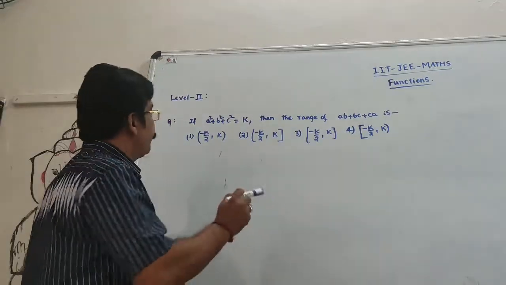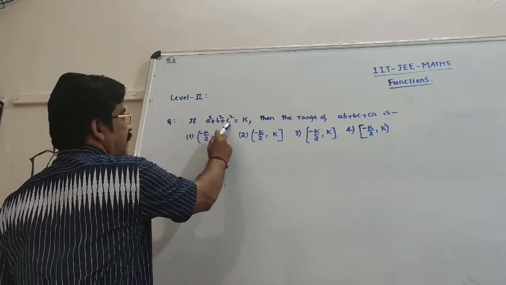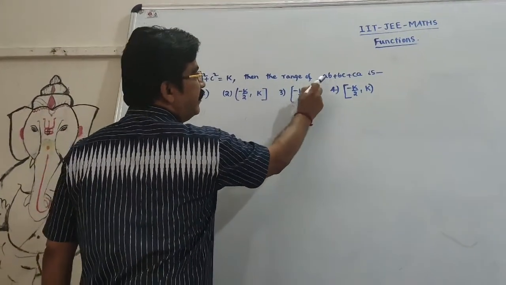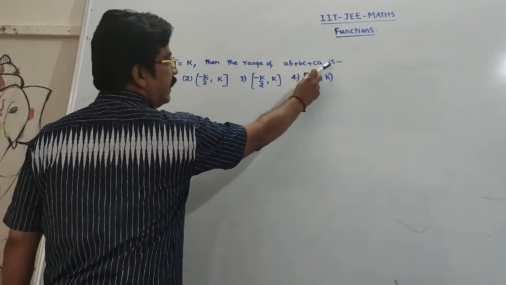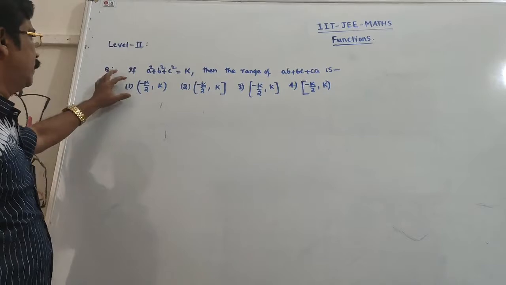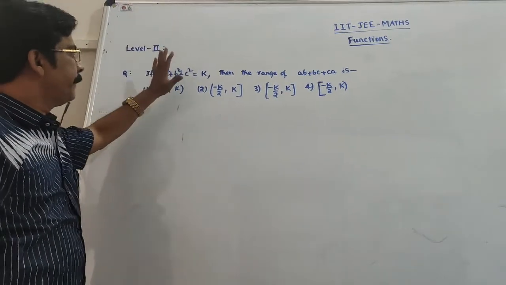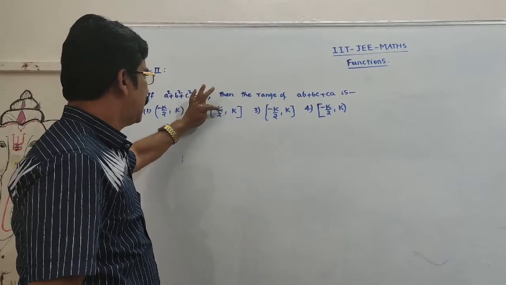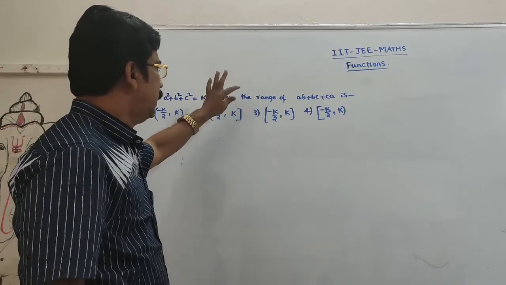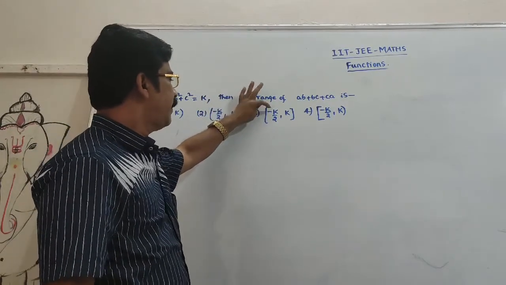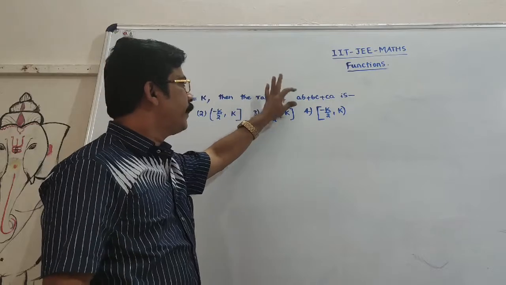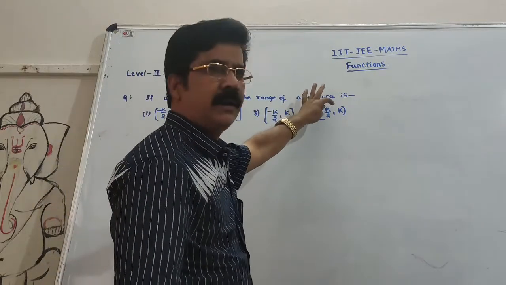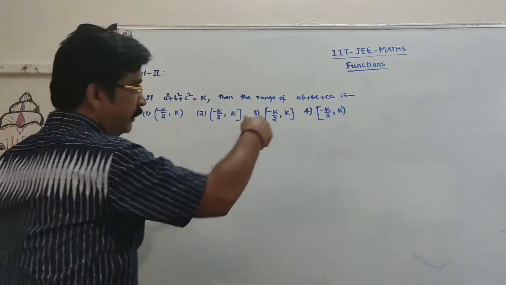Next question. If a square plus b square plus c square is equal to some constant k, then find the range of ab plus bc plus ca. First option, open interval of minus k by 2, k. Second option, left open, minus k by 2 comma k right closed. Next, third option, closed interval of minus k by 2 comma k. Fourth option, left closed, minus k by 2 comma k right open.